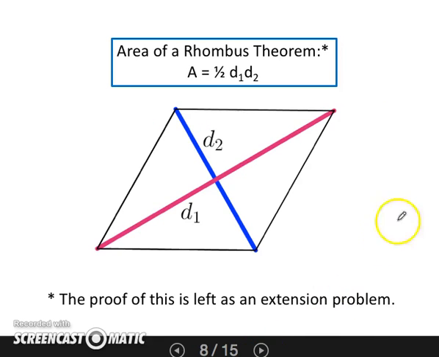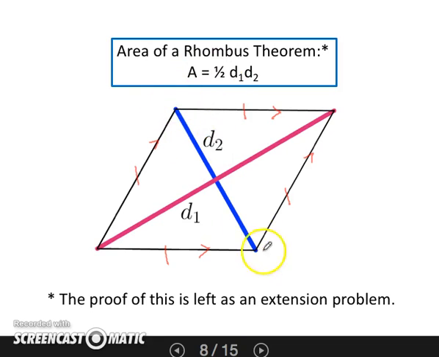Okay, here's the area of a rhombus theorem, and we'll leave the proof of this as an extension problem. This is an interesting theorem because it has nothing to do with bases and heights. A rhombus, just to remind you, is a parallelogram with all four sides congruent. So it's kind of like a square that has been smushed over to the side. A rhombus is a special kind of parallelogram.